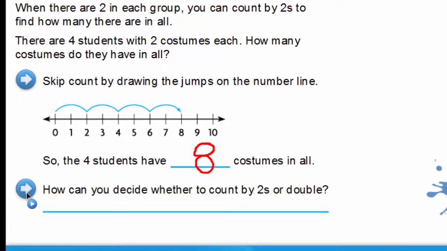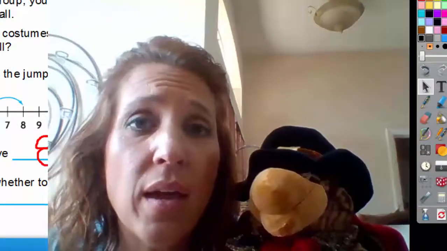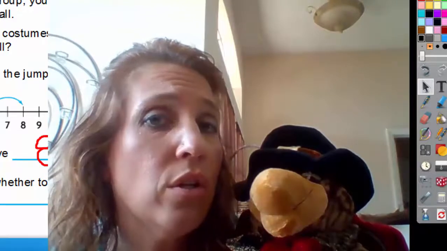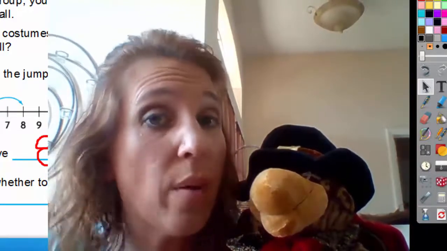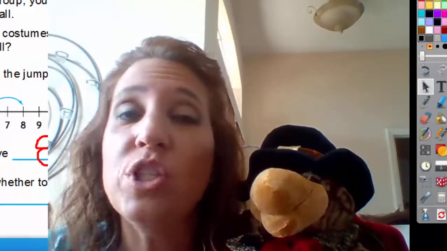How can you decide whether to count by 2s or double? Can you tell Mr. Turkey what you think? How can you decide whether you should skip count by 2s, or if you should double? Tell him what you think.